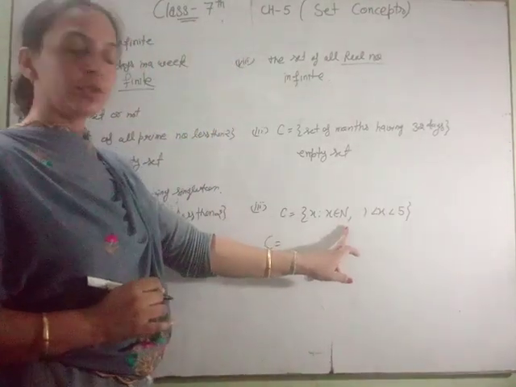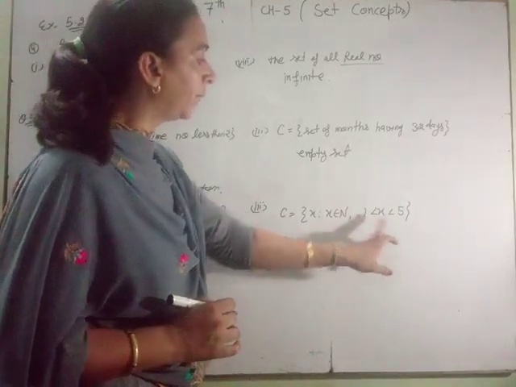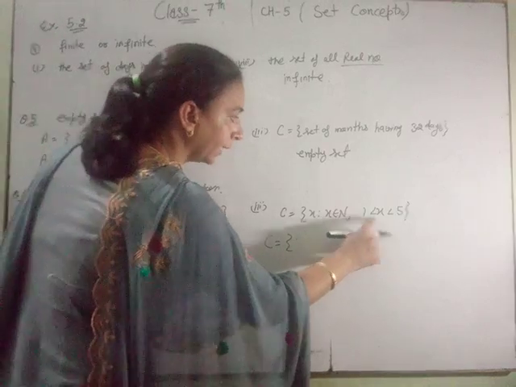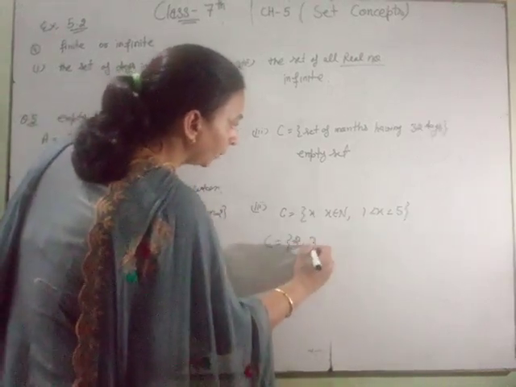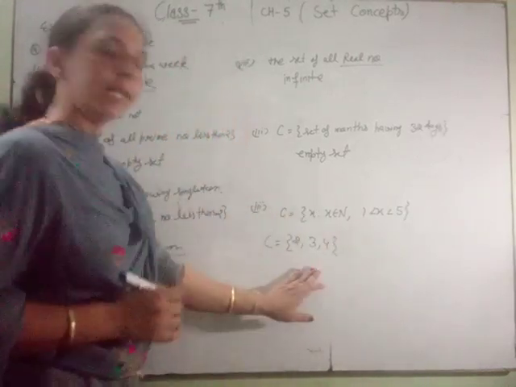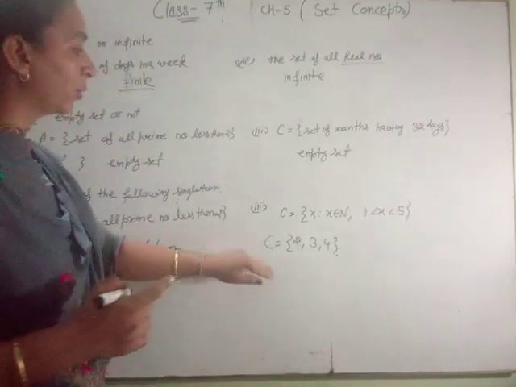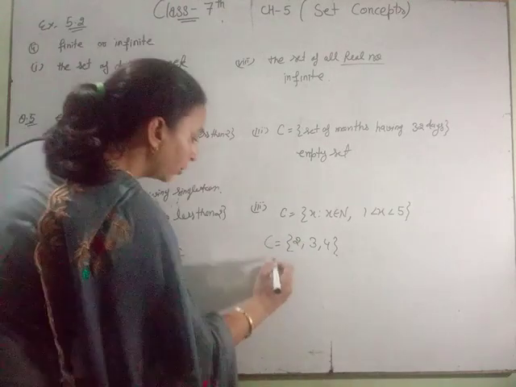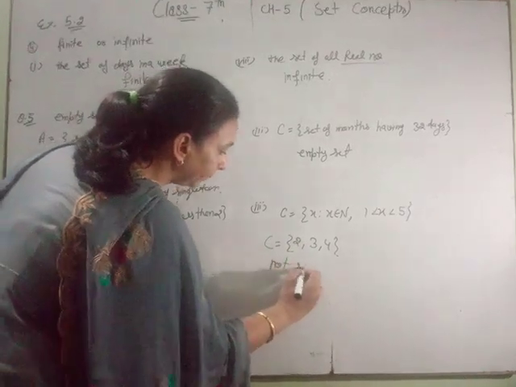Next set is C. x belongs to natural numbers and lies between 1 and 5. So 1 we don't take because it must be greater than 1, then 2, 3 and 4. There are 3 elements, not 1 element. A singleton set has only 1 element, but there are 3 elements. So this is not a singleton.